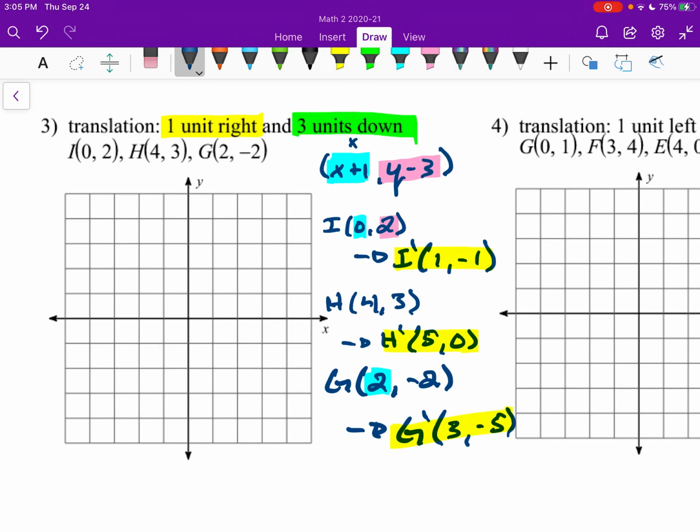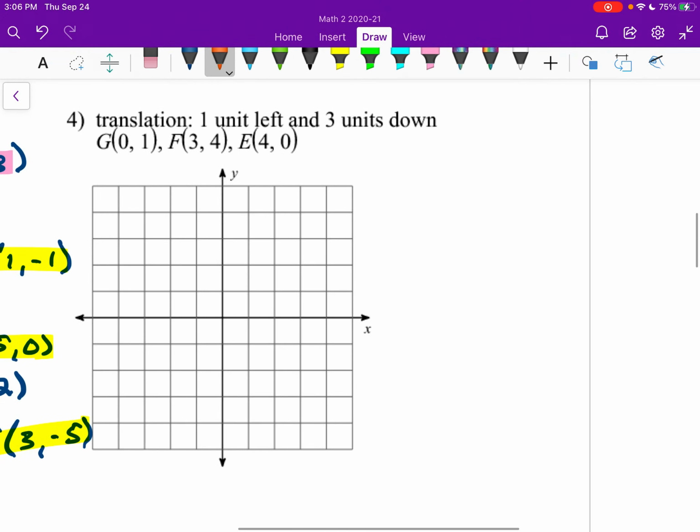So I'm going to have I prime at 1, -1. H prime is at 5, 0. And then G prime is at 3, -5. And then we can draw our shape. I'm going to use orange. There's our shape.